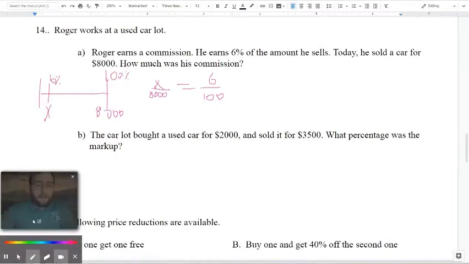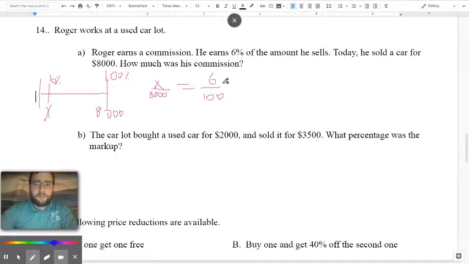All right, so then I'm going to try to find out what that is by cross-multiplying as my next step. Once I set up the proportion to solve the percentage, the next step is to cross-multiply. And since, once again, I'm looking for the part, I'm going to end up with a 100x that I have to divide by 100 to get rid of. And 6 times 8,000 is 48,000.